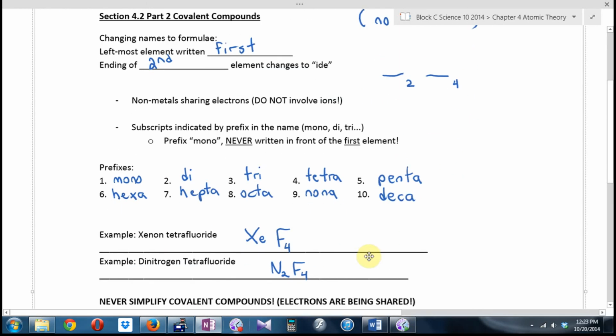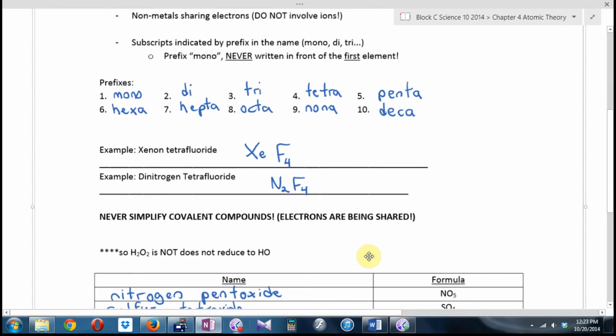So two classes ago, we reviewed the IDE rule. We said first the metal stays the same. You add an IDE to the end of the second, and that's how you name it. We said if they give you the name, you uncrisscross to figure out the formula, or you crisscross to figure out the formula. We said it was tougher for multivalent charges, unfortunately.